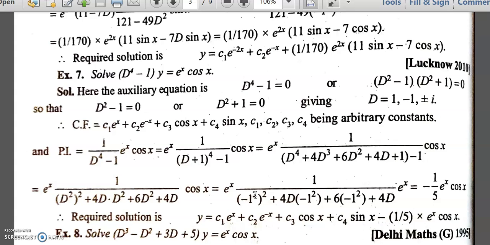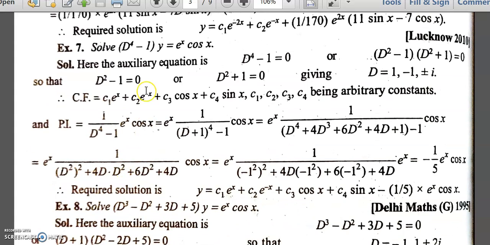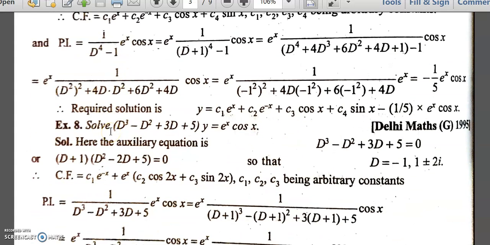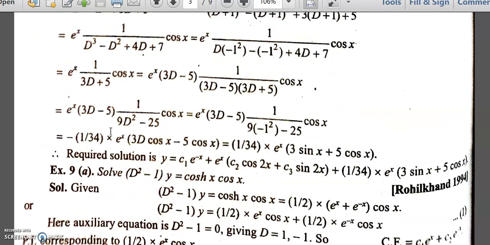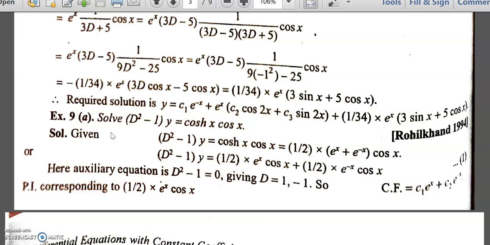Similarly, the same as example 7, and example 8 is also the same. So I think you don't face any problem here. You need cos hyperbolic x, right? So cos hyperbolic x, you just transform it, as you know from the first lecture. Cos hyperbolic x means 1 by 2 (e to the power x plus e to the power minus x). Now you convert into two functions, e to the power x cos x and e to the power minus x cos x.